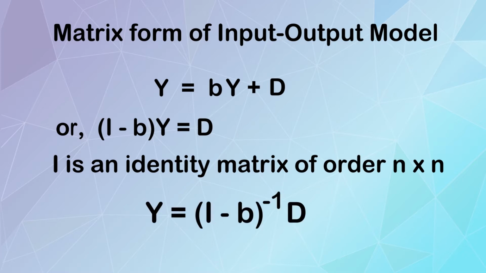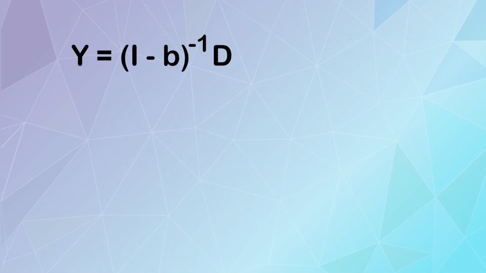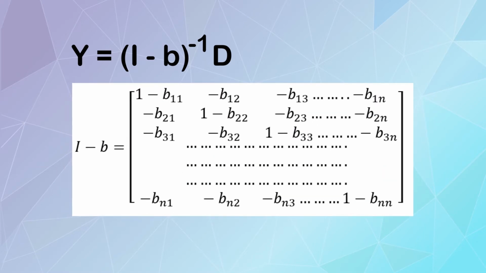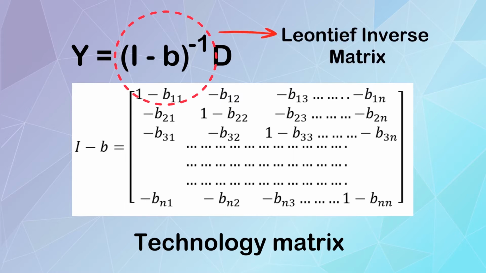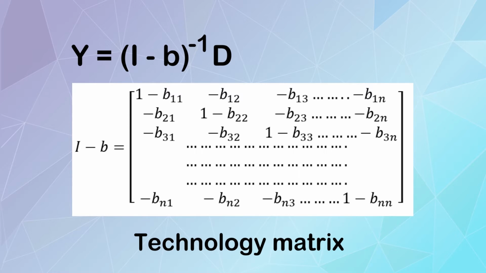The matrix I minus B is known as the technology matrix. The inverse of the technology matrix is obtained by using the inverse formula and is known as the Leontief inverse matrix. Once the inverse matrix is determined, it is multiplied with the vector of final demands to get the outputs.